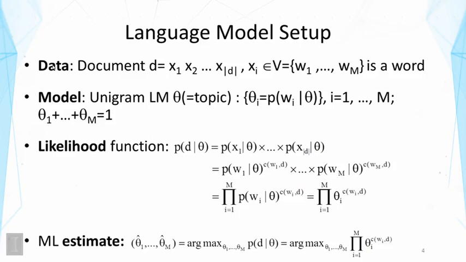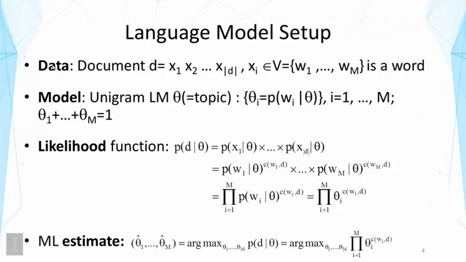So our data in this case is just a document, which is a sequence of words. Each word here is denoted by x sub i. Our model is a unigram language model, a word distribution that we hope to denote a topic, and that's our goal. So we will have as many parameters as many words in our vocabulary, in this case m, and for convenience we're going to use theta sub i to denote the probability of word w sub i, and obviously these theta sub i's would sum to 1.